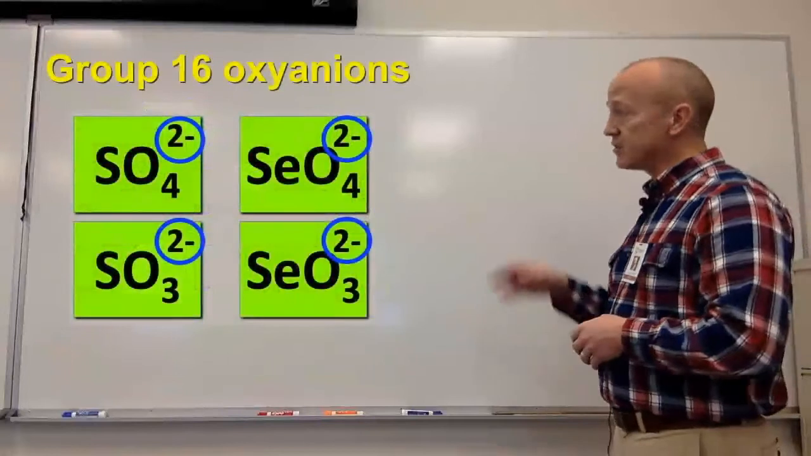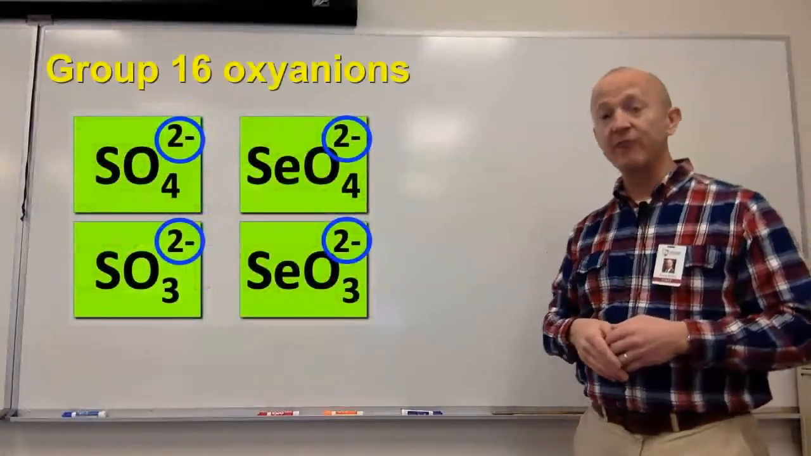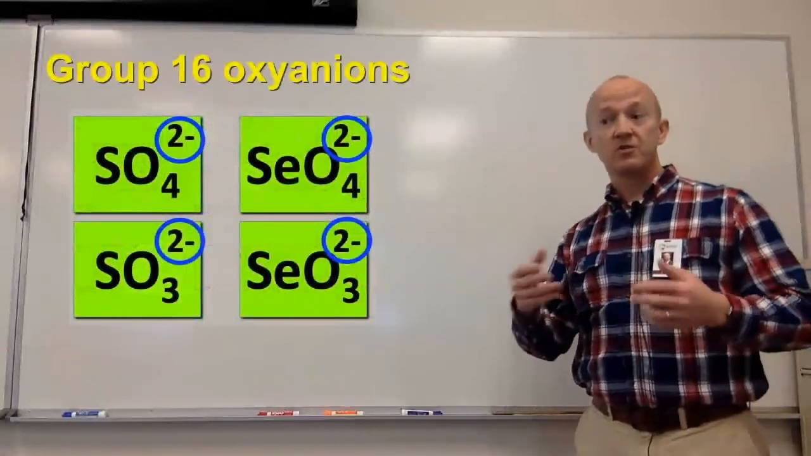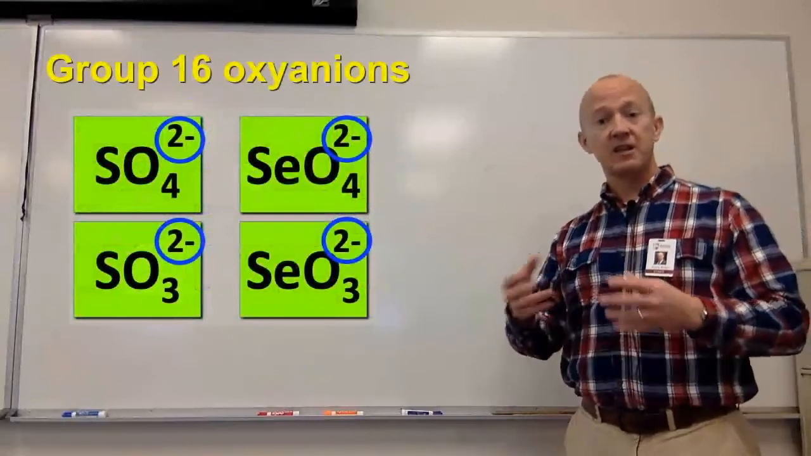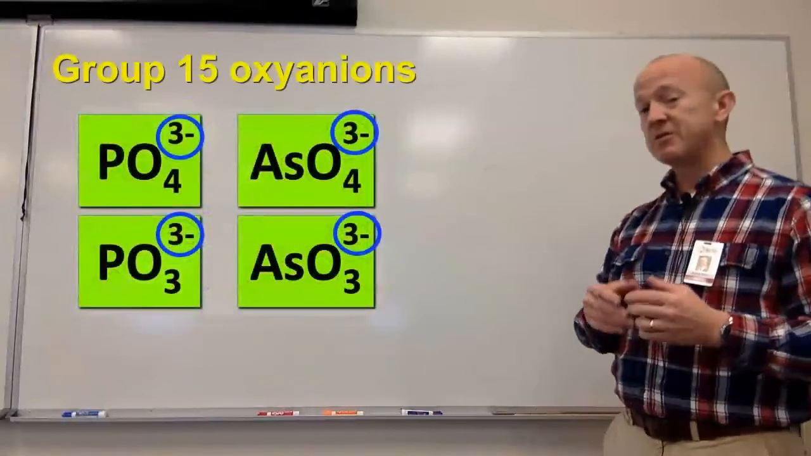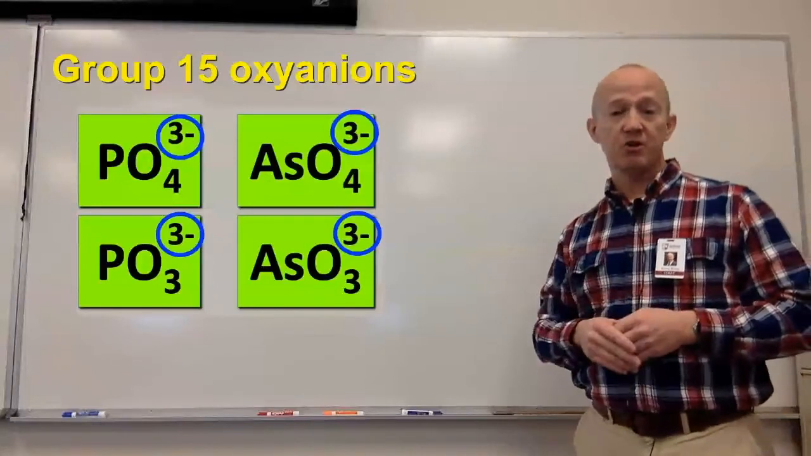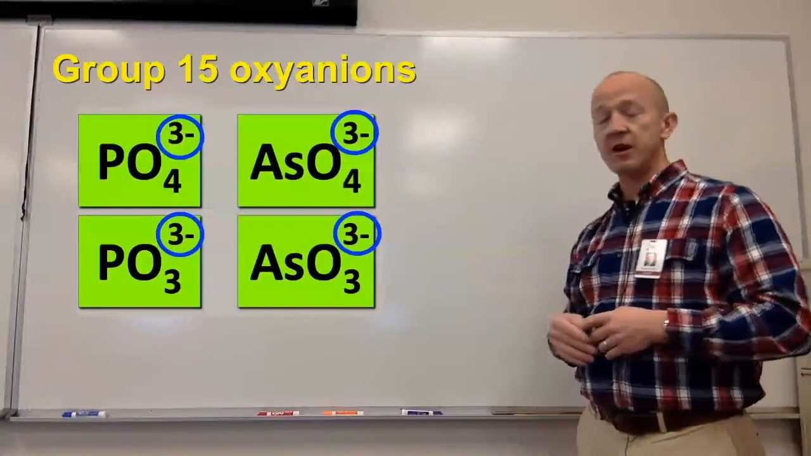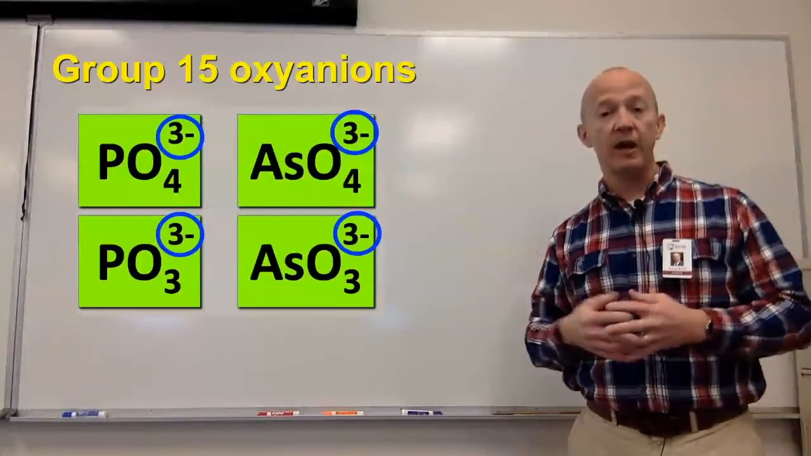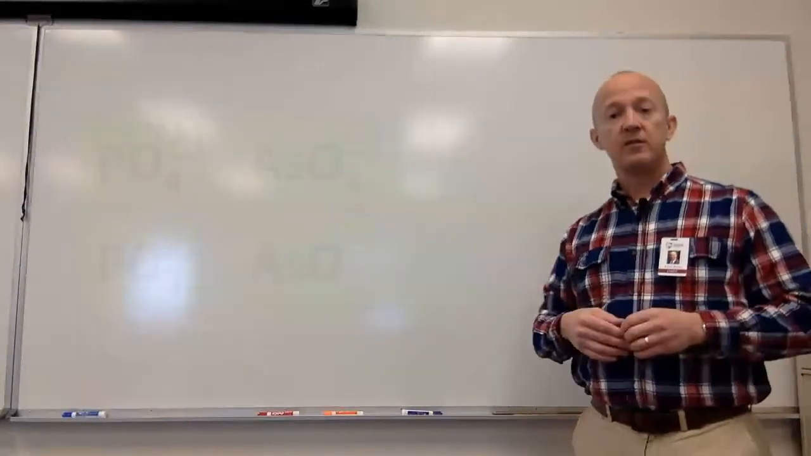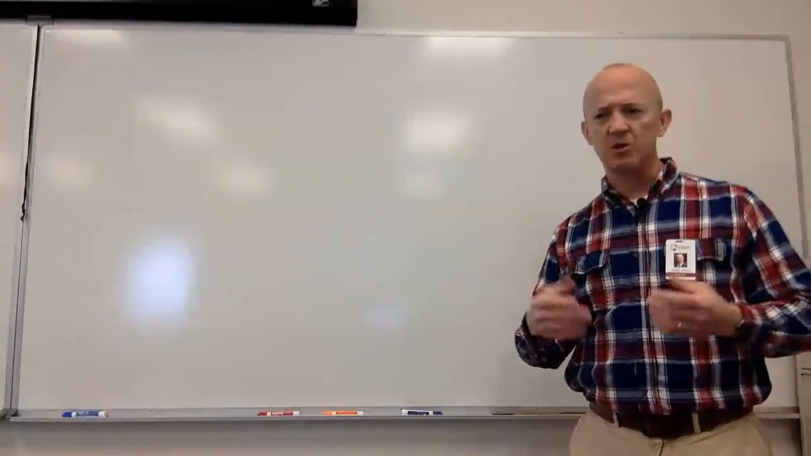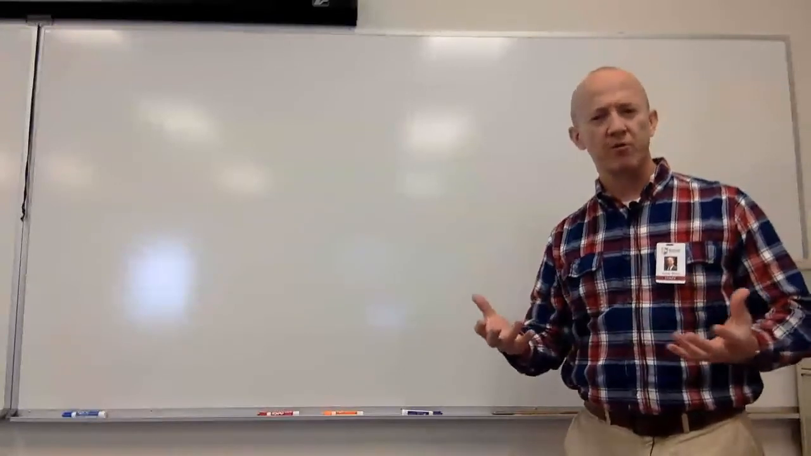The oxyanions from group 16 tend to have -2 charges. Sulfate, sulfite, selenate, selenite. And with the exception of nitrogen, the group 15 oxyanions have -3 charges. Phosphate, phosphite, arsenate, arsenite, all have -3 charges. The others you'll probably become accustomed to and remember a little better as you use them more frequently.